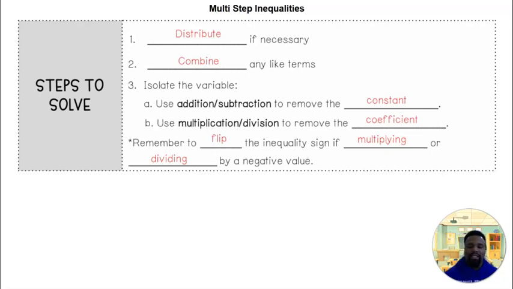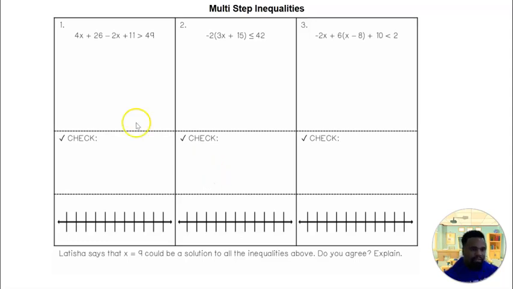When you get to that last step of multiplying or dividing, though, if you multiply or divide by a negative number, your inequality symbol flips. So that's something that we need to remember, and we'll look at that as we go through a couple of these examples. So let's look at this first example.